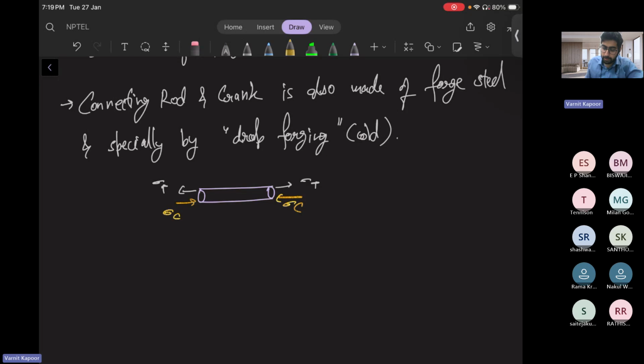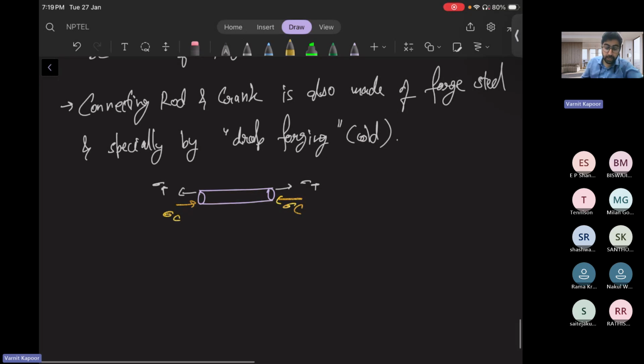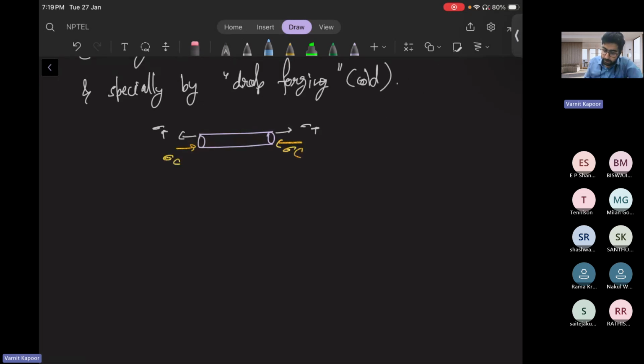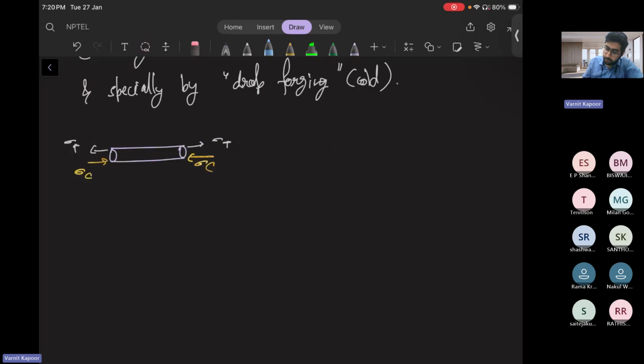Okay, compression stress. If I make a graph of it, someone asks you how it will look on a graphical scenario. So it will look something like this. So this is tensile stress, and this is your compressive stress.